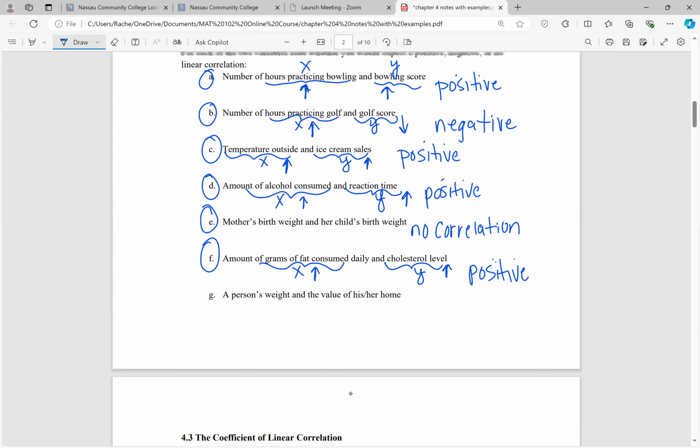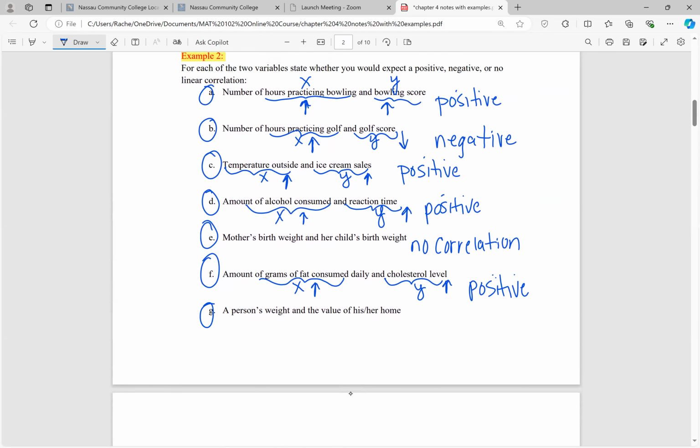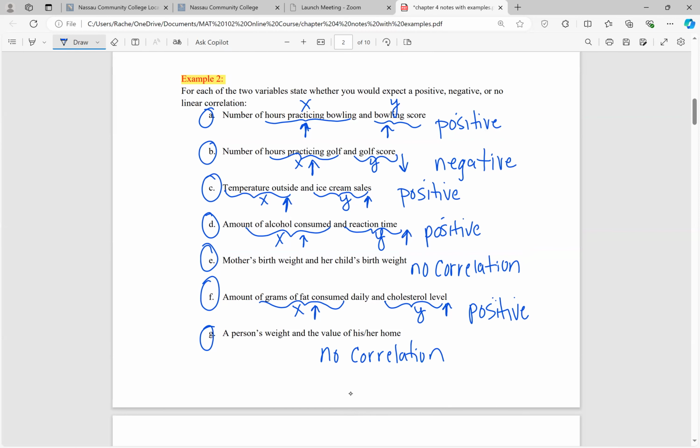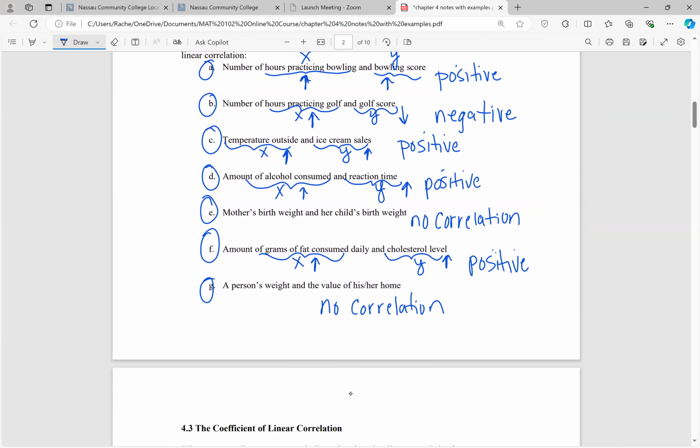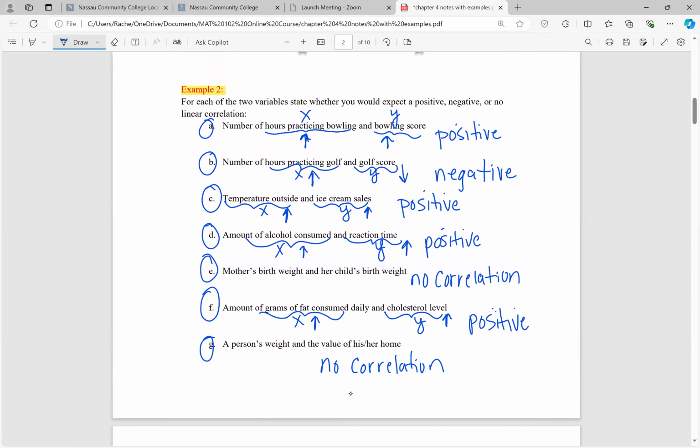And then we have one more, G, a person's weight and the value of their home. Probably no linear correlation, right? I don't think it would make sense to have a correlation between somebody's weight and the value of their home. So we're going to stop here. In the next lesson, we'll start section 4.3 and we'll talk about the coefficient of linear correlation.